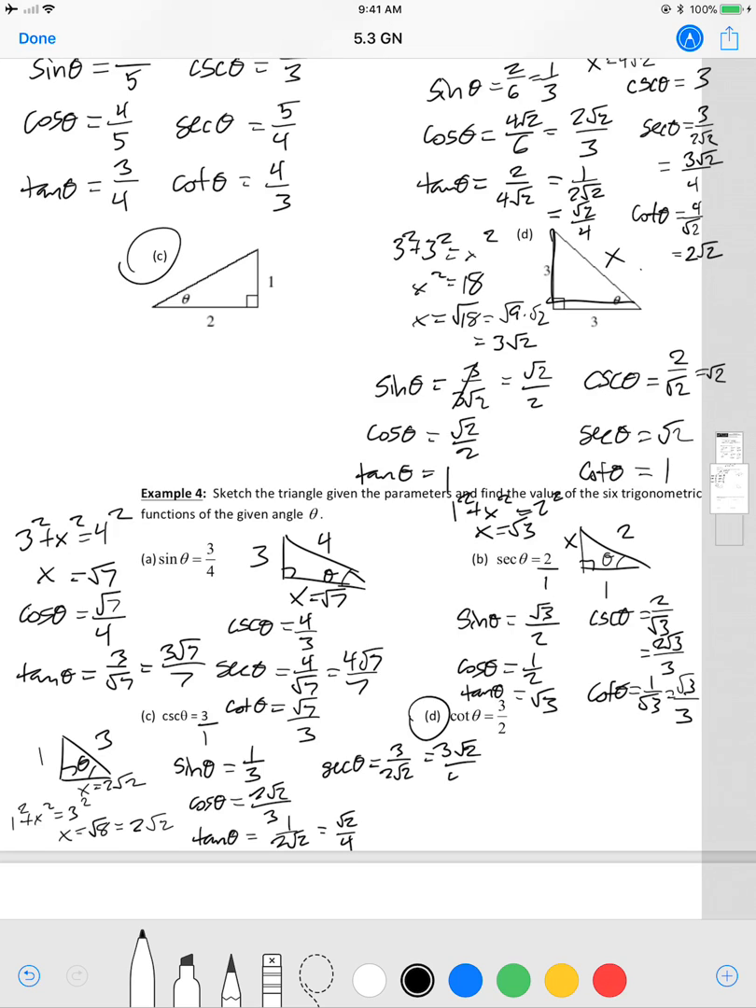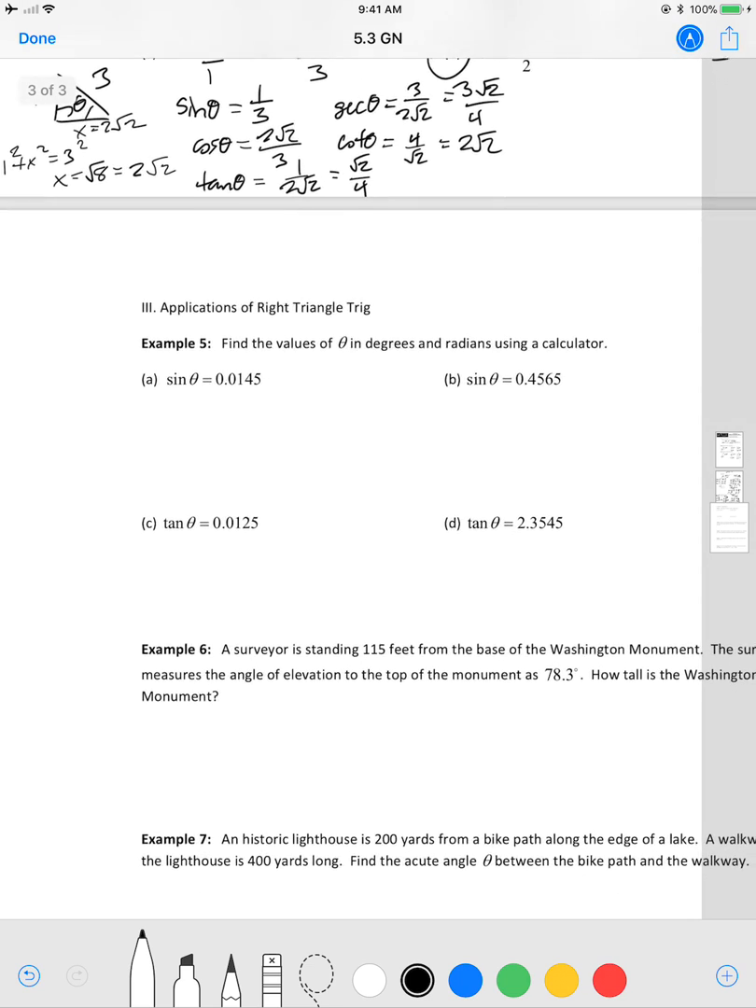Rationalize. And then cotangent, I flip the tangent, 4 over square root of 2, which ends up being 2 square root of 2. Okay? All right. Hopefully you're still with me. If you need a bit of a pause going ahead, we're jumping to the last page of this section.